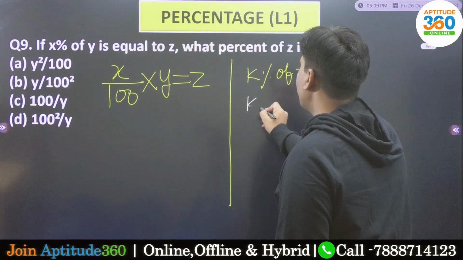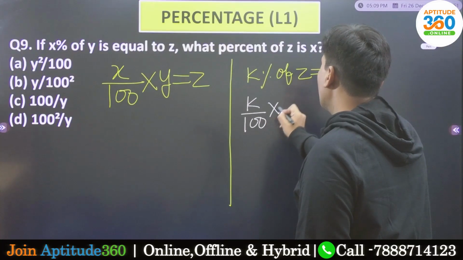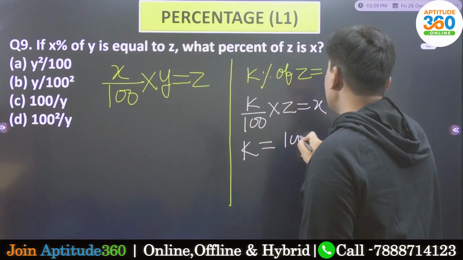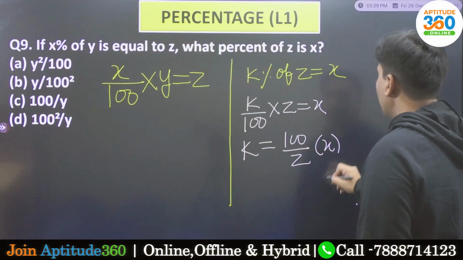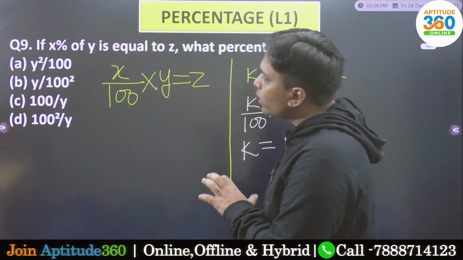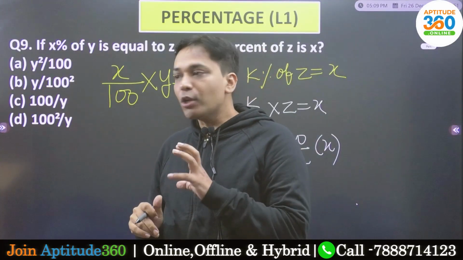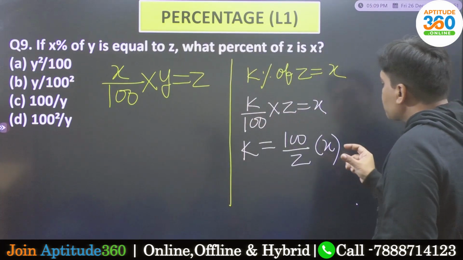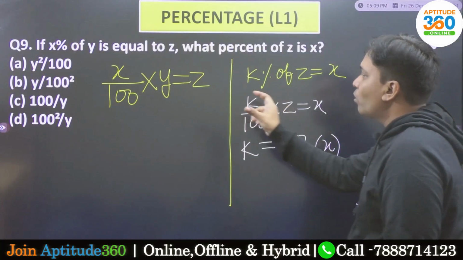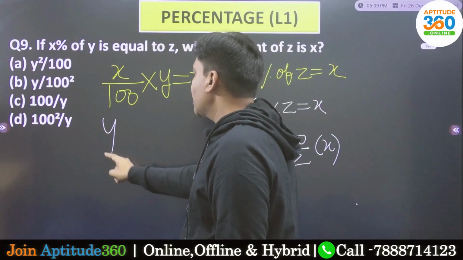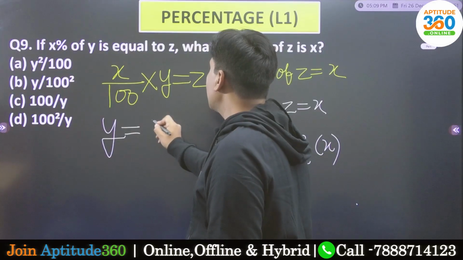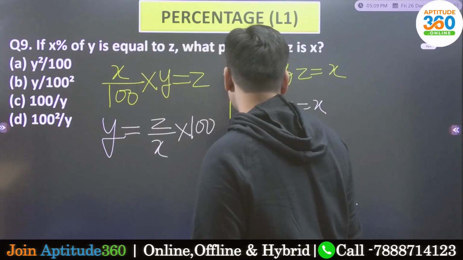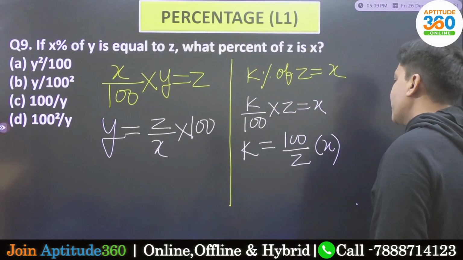कैसे निकालेंगे? पहले तो यहीं पे सिंप्लीफाई कर लेते हैं. k upon 100 into z is equal to x. So the value of k comes out as 100 upon z into x. So इतना करने के बाद में what I am going to be doing, I'm going to be looking at my options. अब मेरे options में अगर आप देखेंगे तो only thing that we are having is y. So what does that mean? Somehow we should be able to replace x and z with y. अब यहाँ पे y क्या बोलता है? If you look at y, it is nothing but z upon x into 100, right? Z upon x into 100.